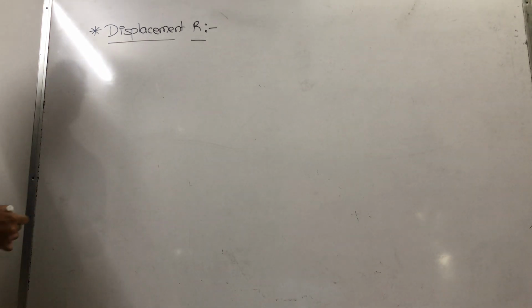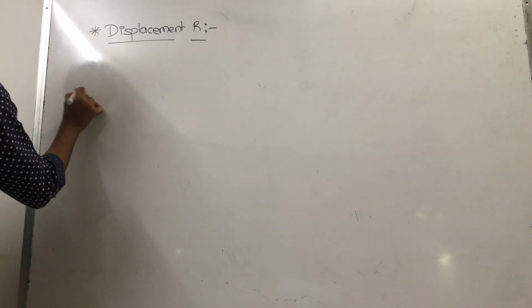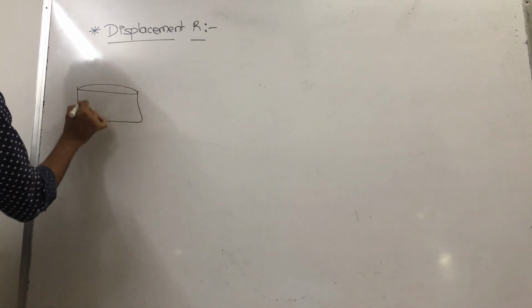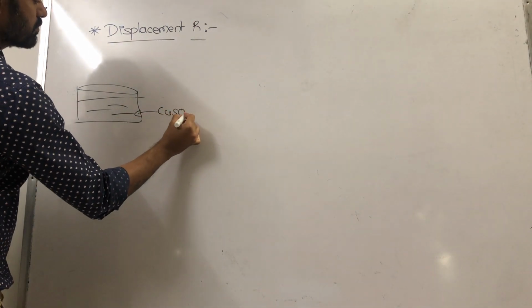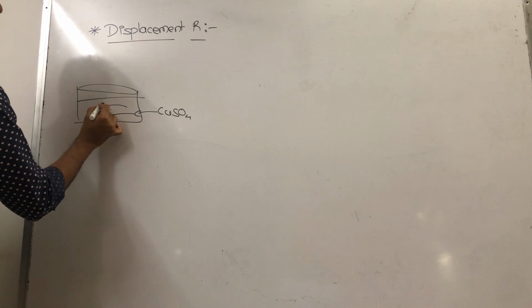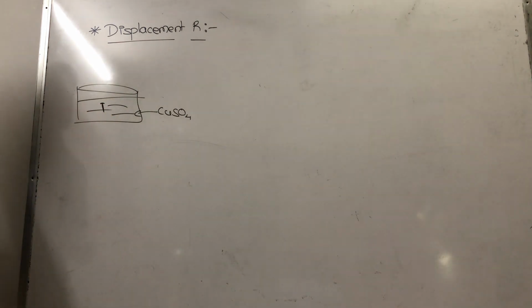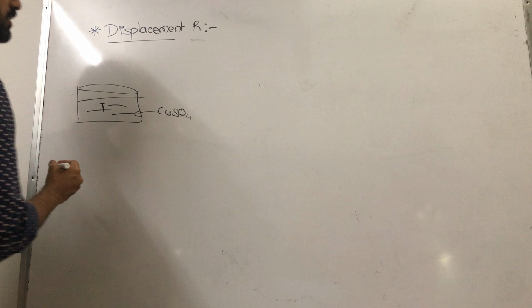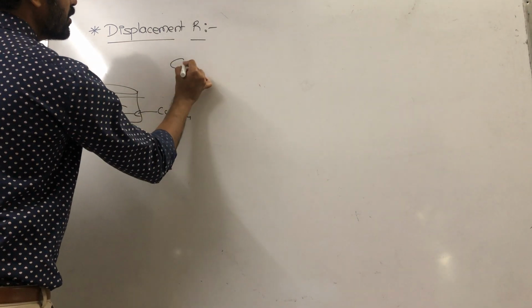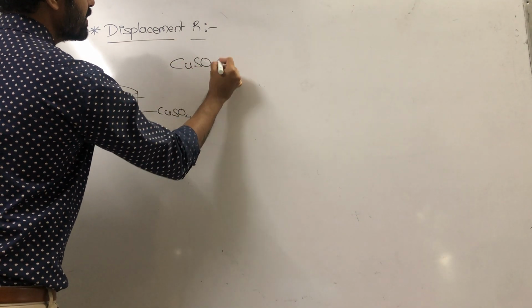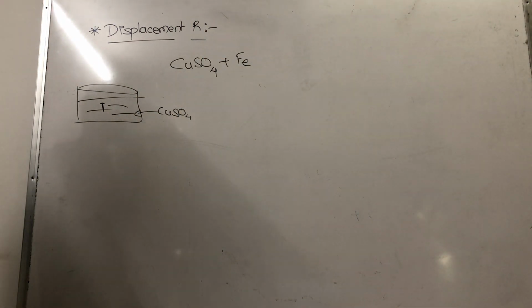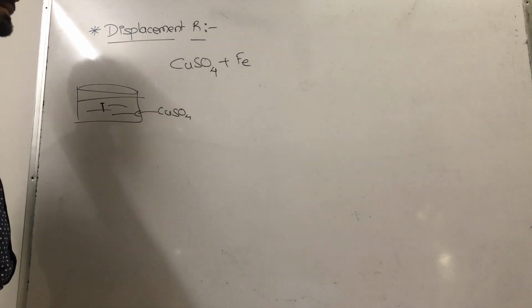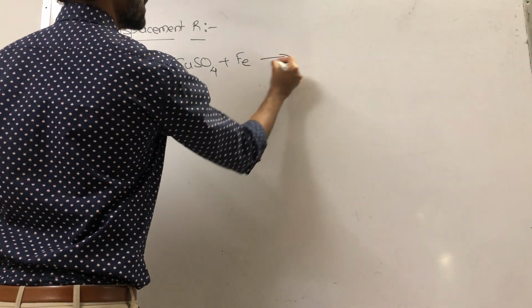Like, take for example, the activity that is given in the book. You take copper sulfate solution. This is copper sulfate. And let's say you dip an iron nail in it. We know copper sulfate solution is blue in color. Now when you dip iron nail, iron is Fe, in copper sulfate solution and you leave it for some time, few minutes, what you observe?